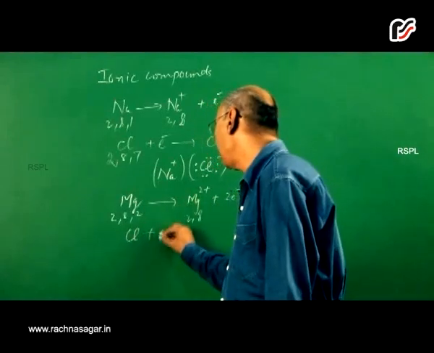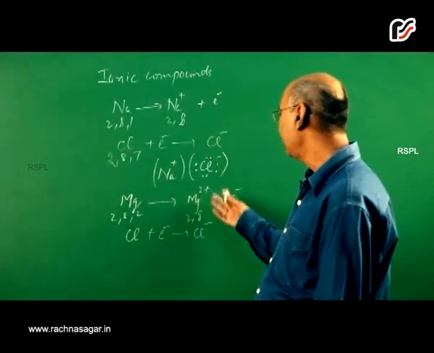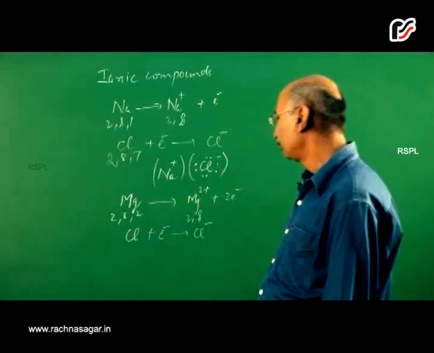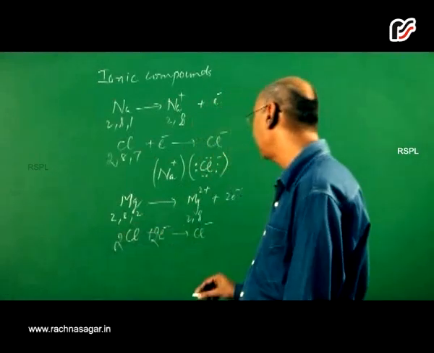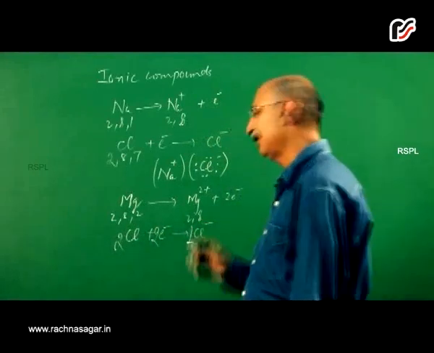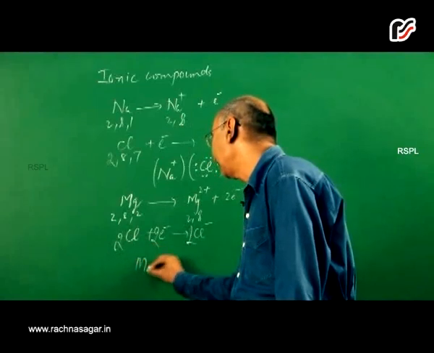Chlorine will gain 1 electron to form chloride ion. But here magnesium has lost 2 electrons. So 2 chlorine atoms will gain 2 electrons and form 2 chloride ions. Then only the electroneutrality can be maintained.